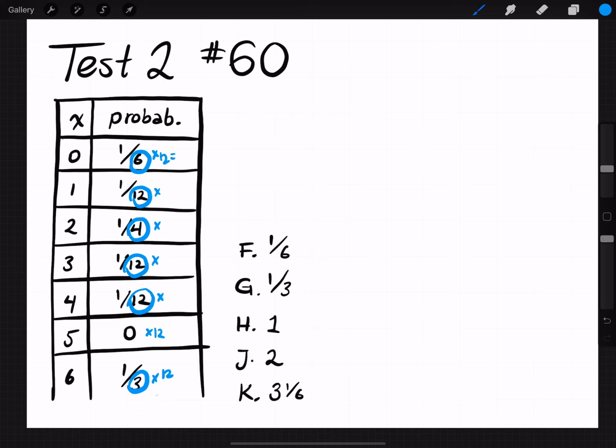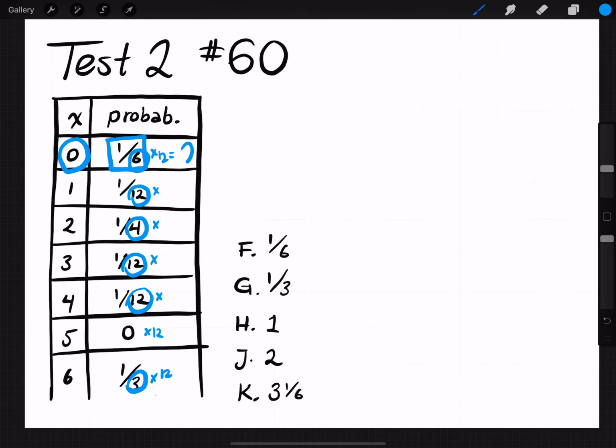Let's say I roll 12 times. On average, how many times will 0 come up? Well, 1/6 times 12 means that it will come up on average about 2 times. How many times will 1 come up? 1/12 times 12 equals 1 time. This one will come up 3 times, because 1/4 times 12 equals 3.